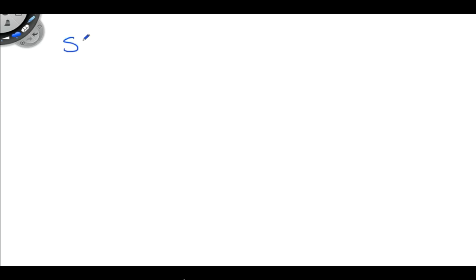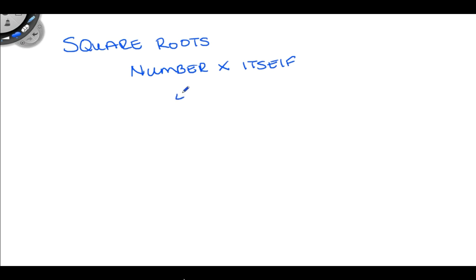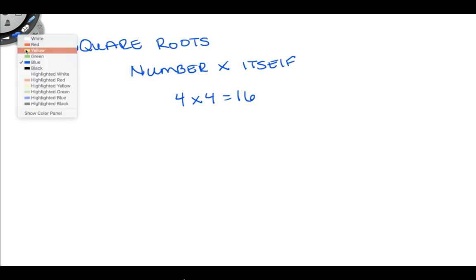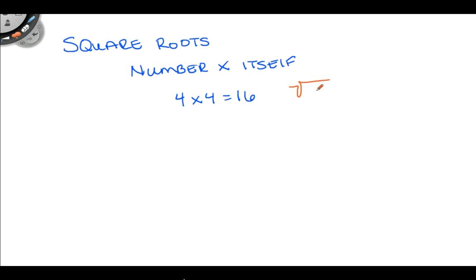So we've been talking a lot about square roots. Just to remind you, what is a square root? A square root is a number that's been multiplied by itself. So for instance, 4, I would multiply it by itself. So 4 times 4 gives me 16. So when they ask you, what is the square root of 16? Because 4 and 4 give you 16, the answer is 4.